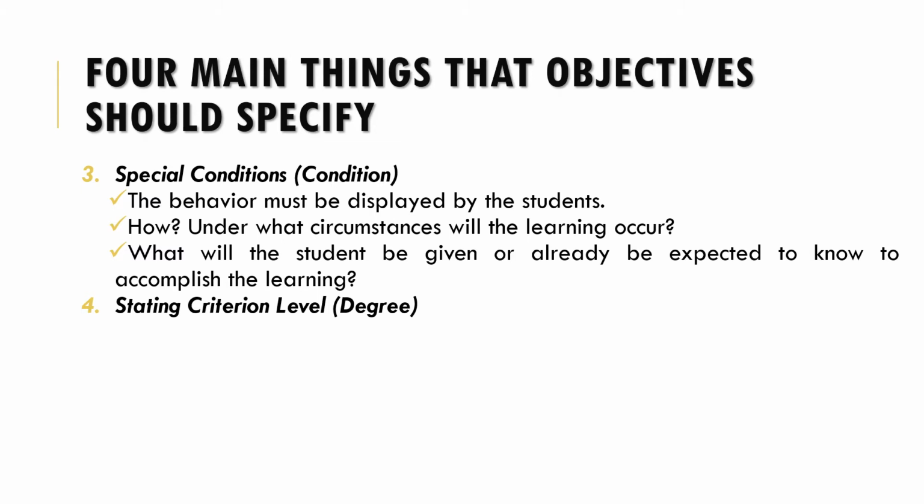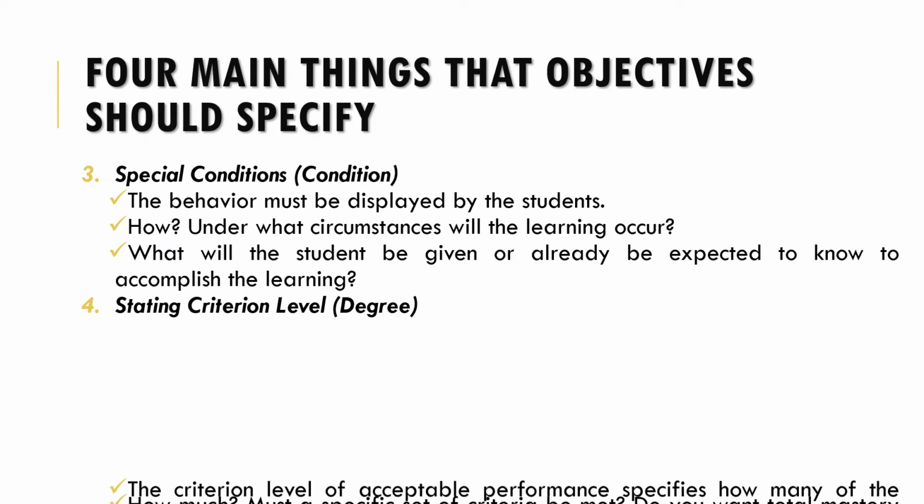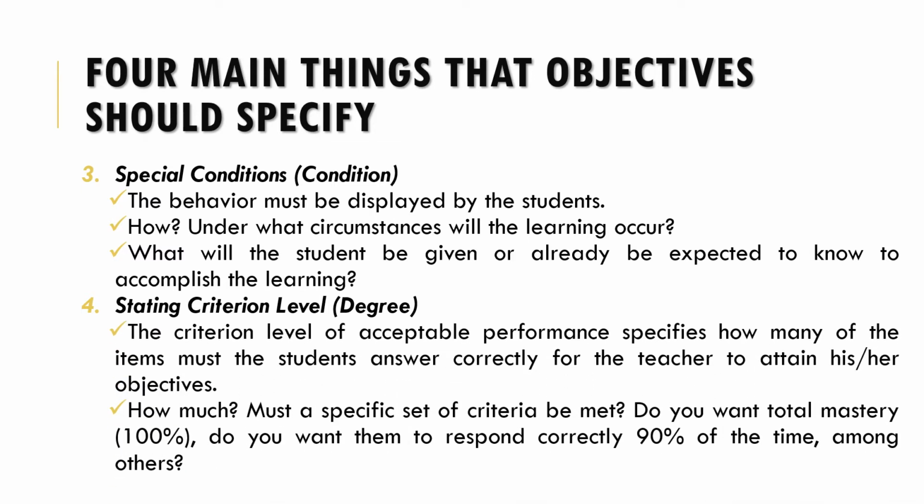No? Ano yung dapat nilang gawin? Okay? Number 4, the stating criterion level or the degree for letter D. Okay? The criterion level of acceptable performance specifies how many of the items must the students answer correctly for the teacher to attain his or her objectives. No? So how much? And then must a specific set of criteria be met?